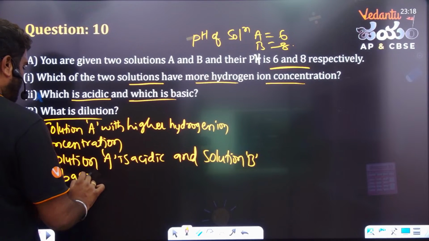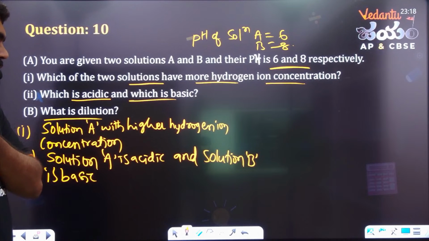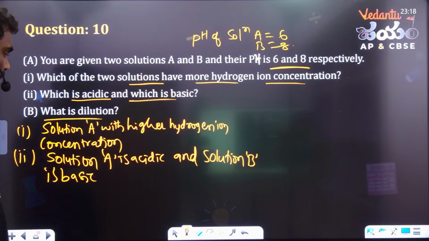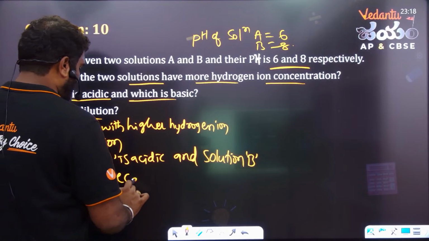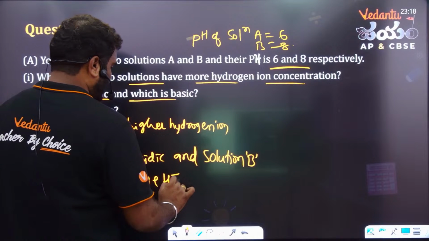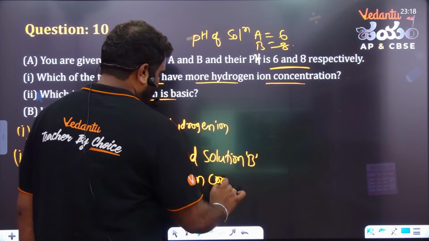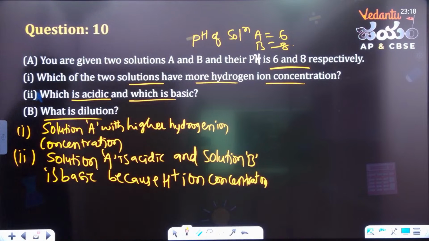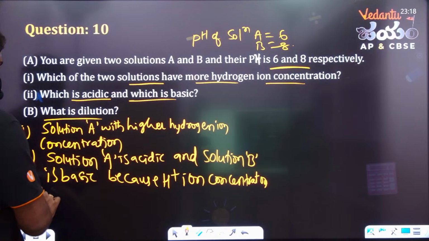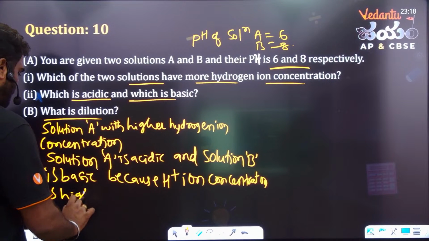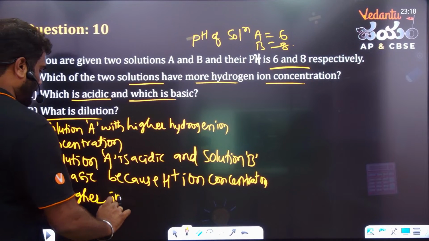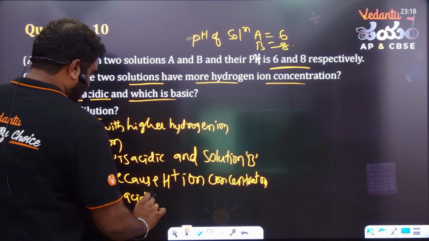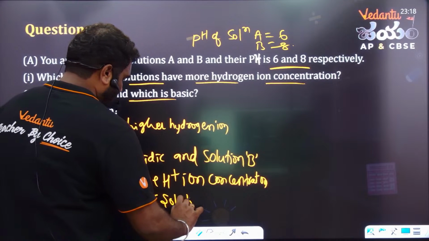Solution B is basic. Acidic means the value is 6, and since it is 8, we can say it is basic. Because H plus ion concentration is higher in acidic solution. So then what is dilution?